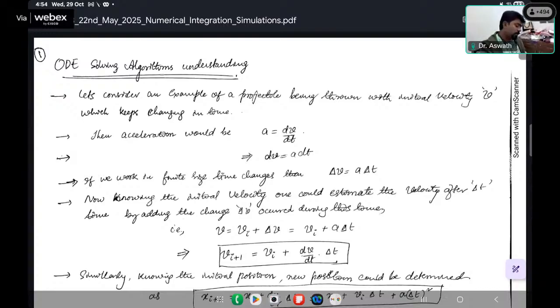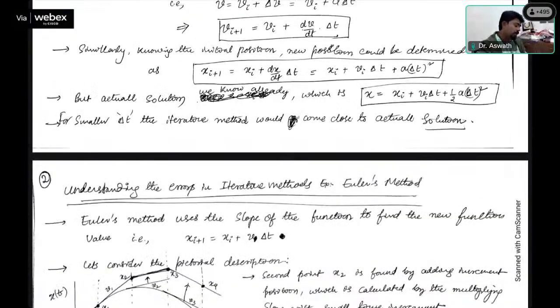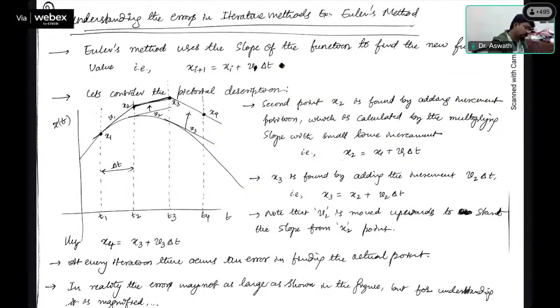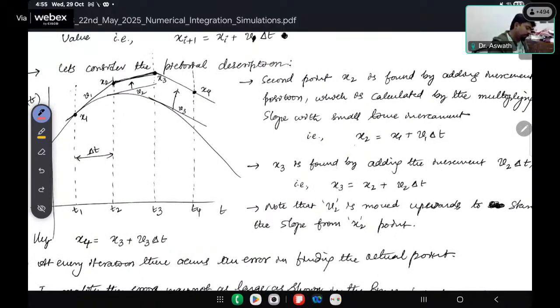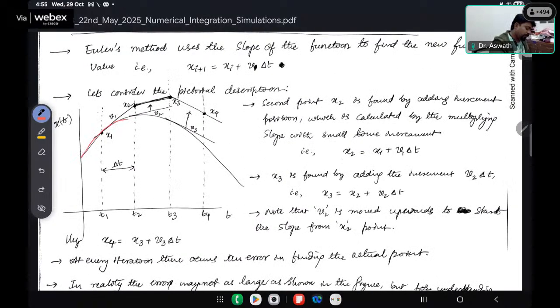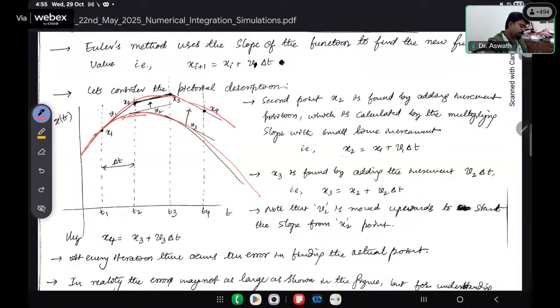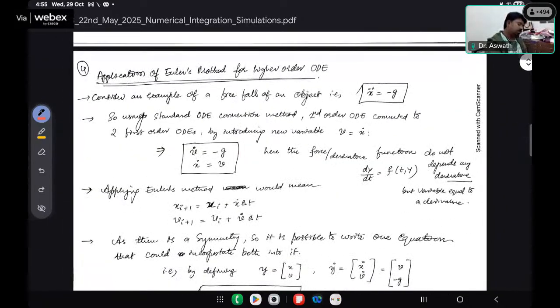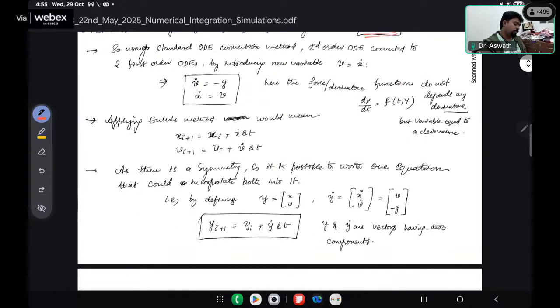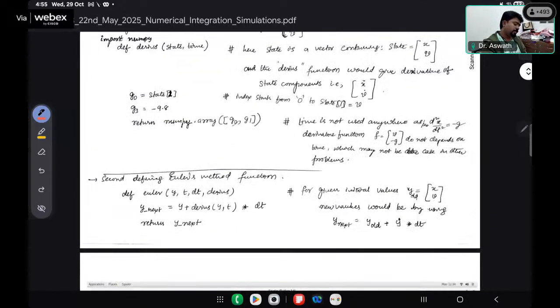So solving using Euler. See Euler case. The actual curve is this. Your Euler method is deviating like this. The moment you add a Cramer's correction, you come very close. So one of the examples is a freely falling body. How do I solve using Euler method? Okay, right. So the Python programming is discussed.